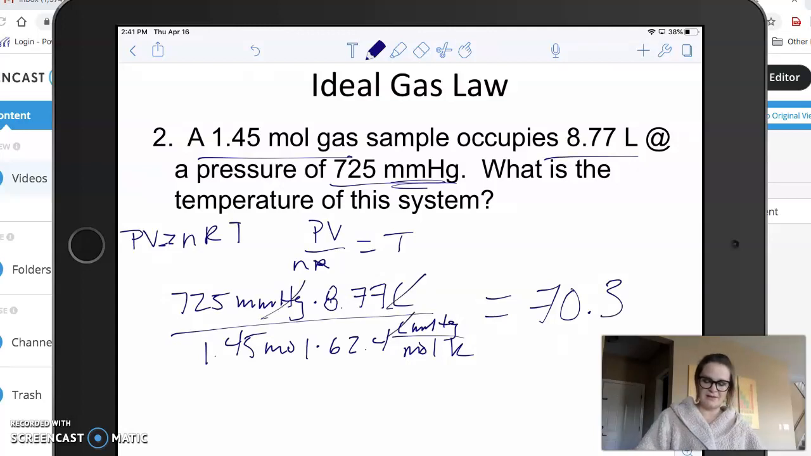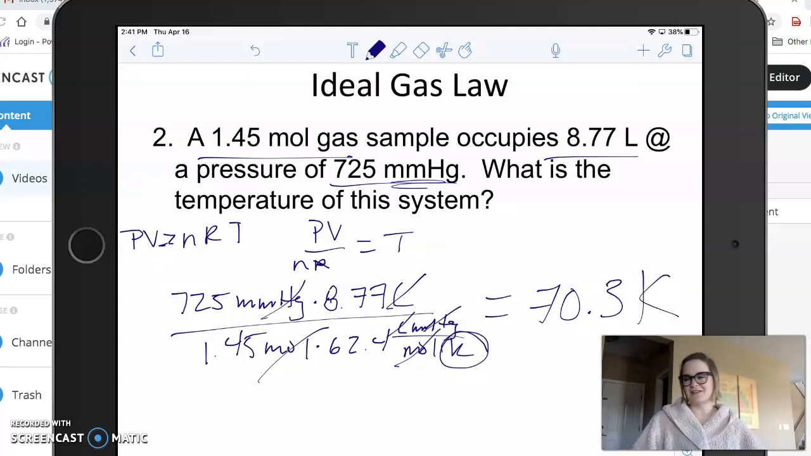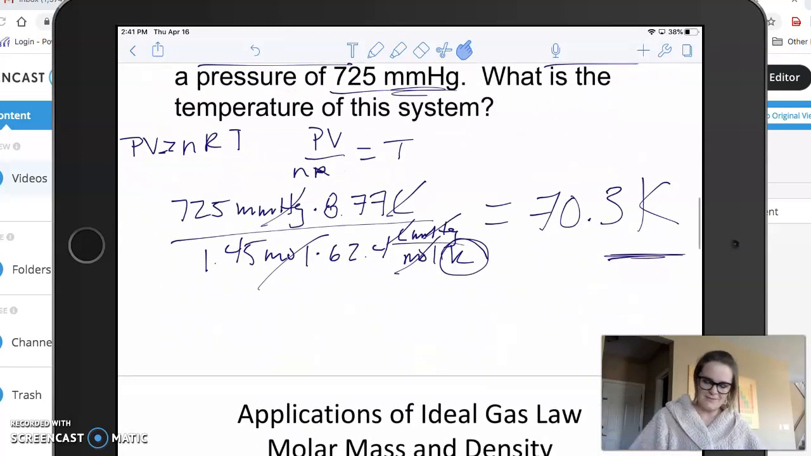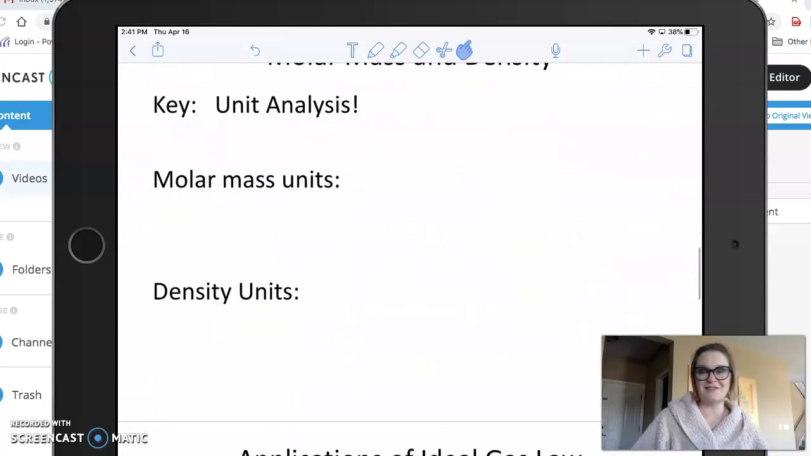Liters go away, mmHg goes away, moles go away. What's the only unit that's left? It's Kelvin. And you can keep your answer in Kelvin if you wanted. But if you wanted it in Celsius, you would just subtract 273. Cool. That's great. There's fun stuff we can do.